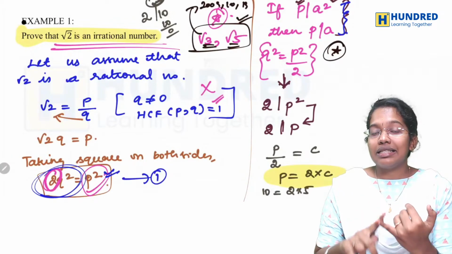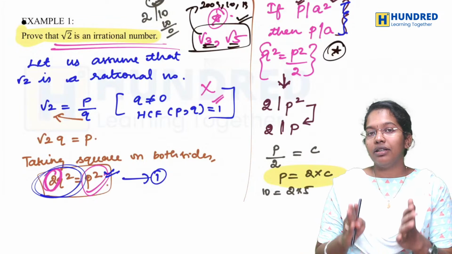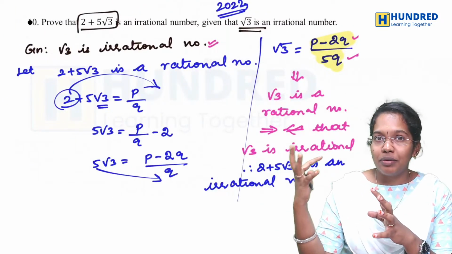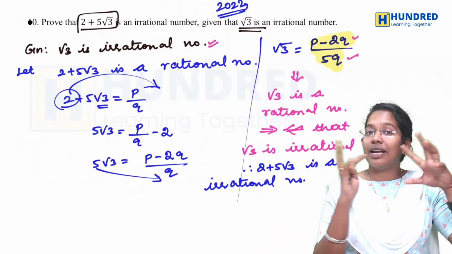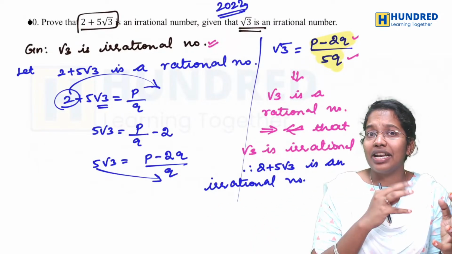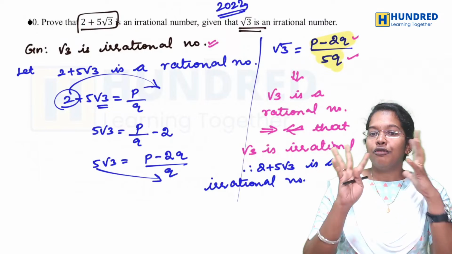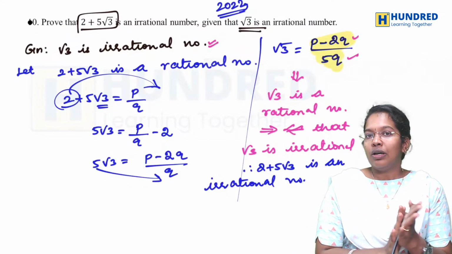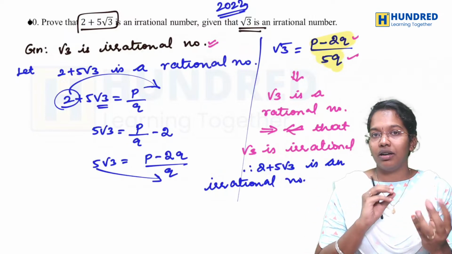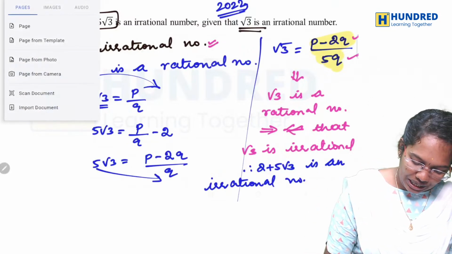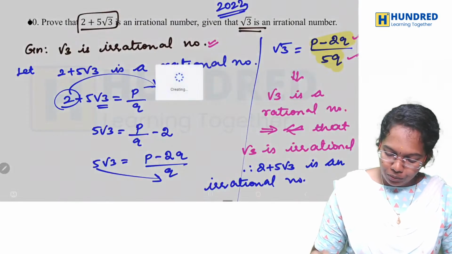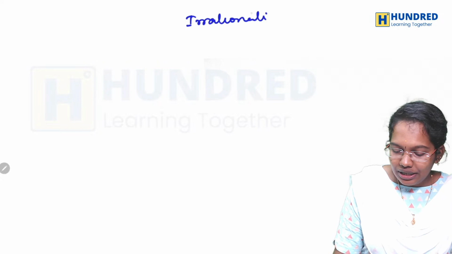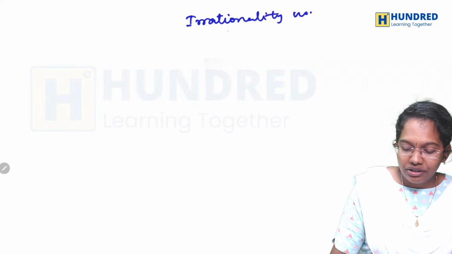And this is the important concept from this chapter, irrationality of numbers. And the second thing is they'll give you a number that is irrational, then they'll ask us to prove another number to be irrational. So for those kinds of sums, this is the process. So for chapter 1, you have to be thorough with this irrationality of numbers. Irrationality of numbers is super important from this chapter.